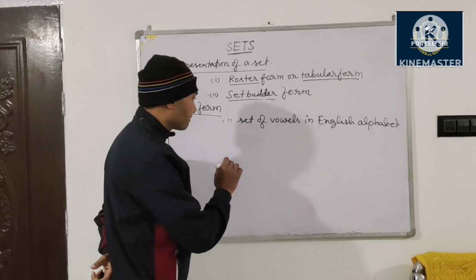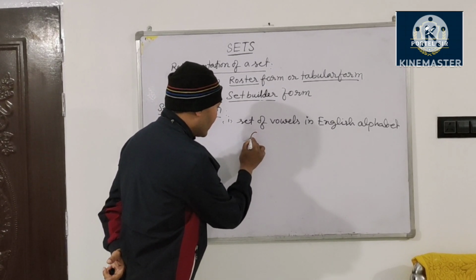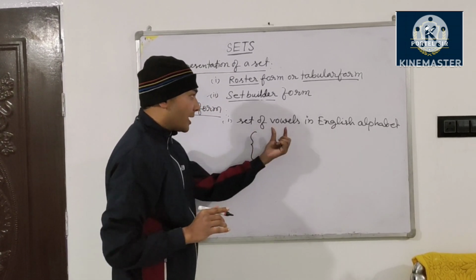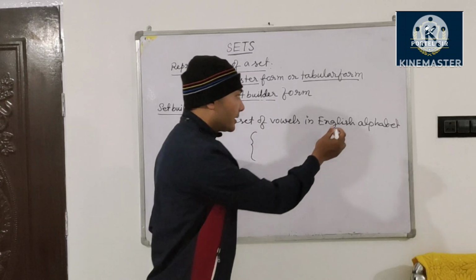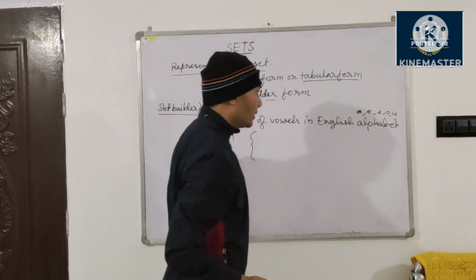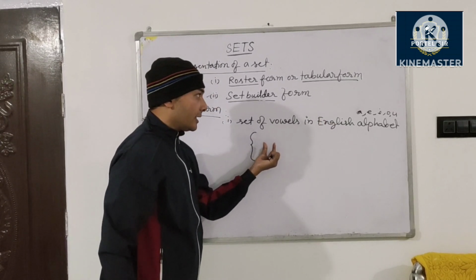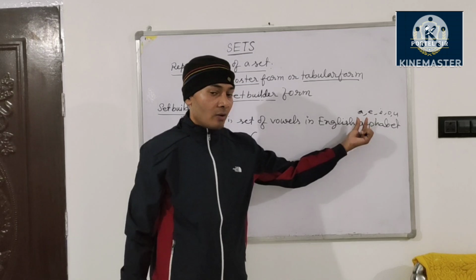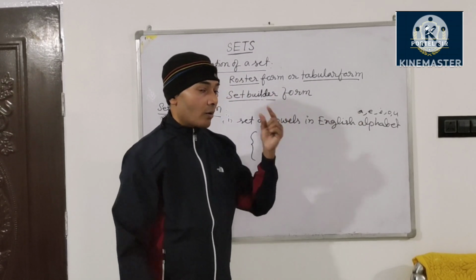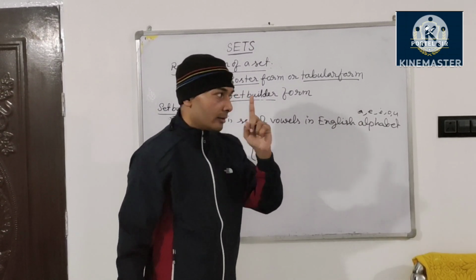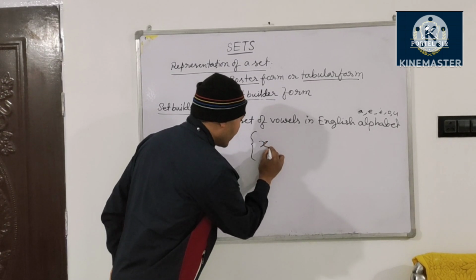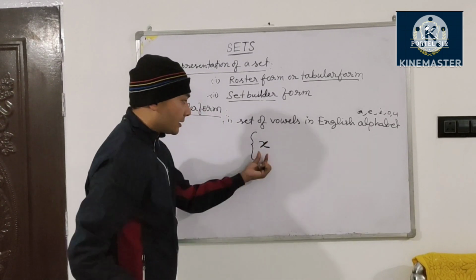For example, see, suppose, here also we are writing curly braces. Now instead of writing set of vowels, what is the set of vowels? We know that A, E, I, O, U. Yes, A, E, I, O, U. But we will not write A, E, I, O, U. Instead of writing all the elements, we'll write only one element. That is also in variable form. What form? Variable form, unknown element.